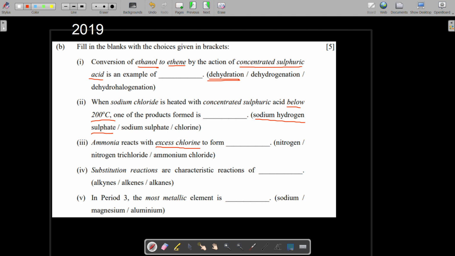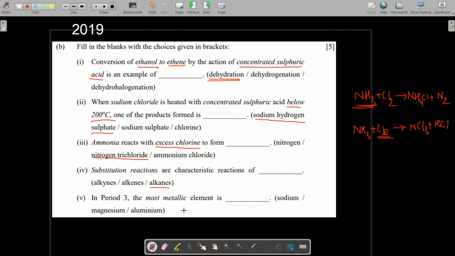Very important. Many times I told you, ammonia plus chlorine. When they simply react, ammonium chloride plus N2. This is if you are using excess ammonia. But if you are using excess chlorine, you will get NCl3 plus HCl. NCl3 is nitrogen trichloride. So that should be your answer. Ammonium chloride is for the first case. Nitrogen is also for the first case. Substitution reactions are characteristic reactions of alkanes.